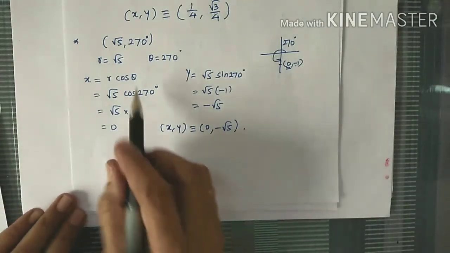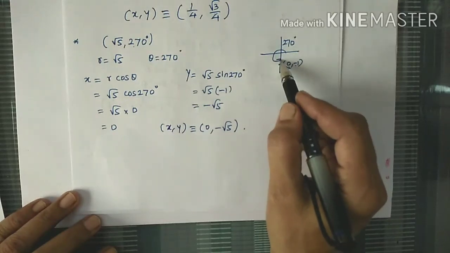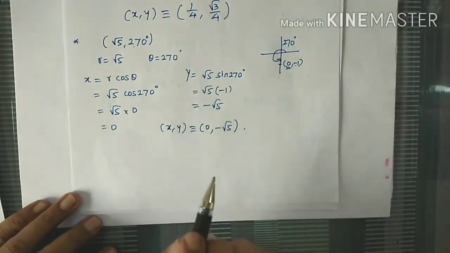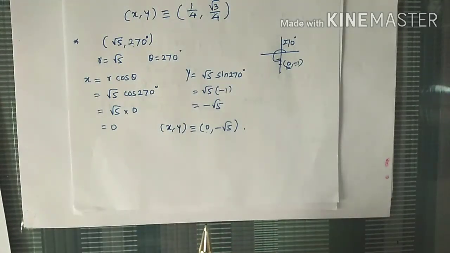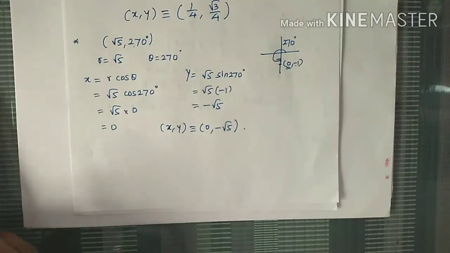See, the point lies on the y-axis, the negative y-axis, as it is 270 degrees, and the length is root 5. So it is 0, minus root 5. So this is how we can convert polar coordinates into Cartesian coordinates.